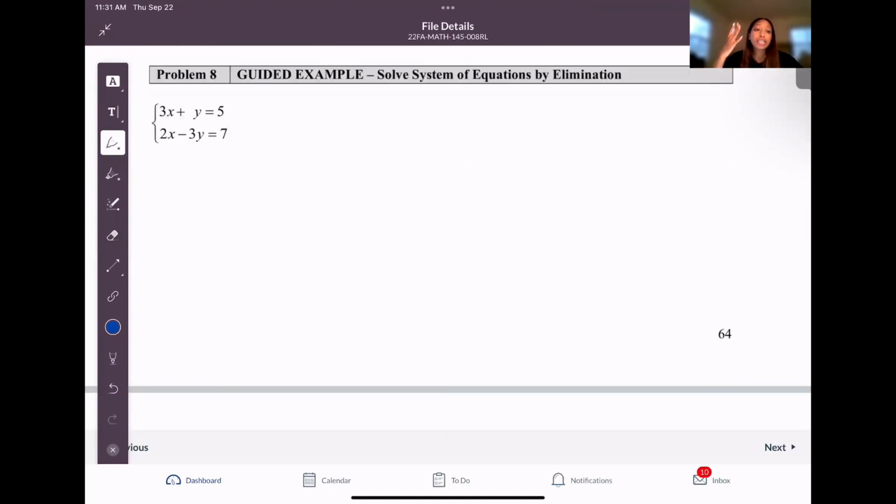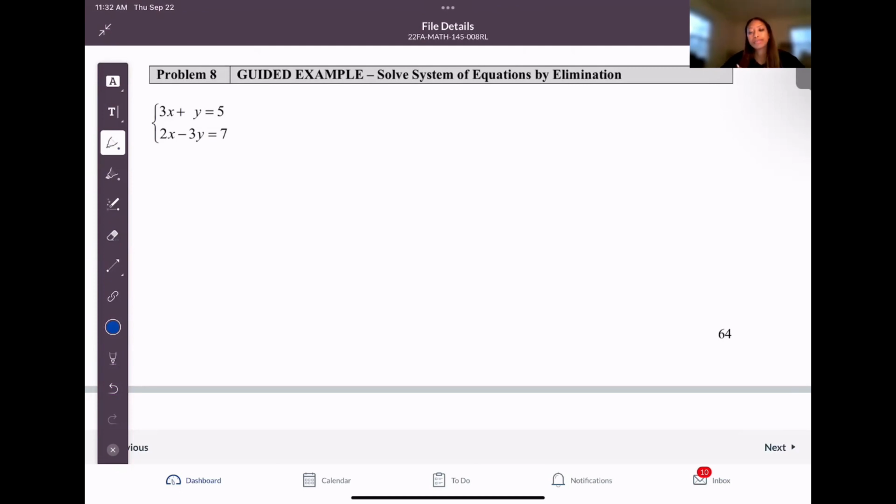So this one requires us to do a little bit of thinking ahead of time. For problem 8, we have 3x plus y equals 5 and 2x minus 3y equals 7. This is nice because it's already set up for us in standard form. All of the x's are lined up together, all of the y's are lined up together. We then want to look at the coefficients for the x. So the x's have coefficients of 3 and 2. Those are not opposites. And the y's have coefficients of 1 and -3.